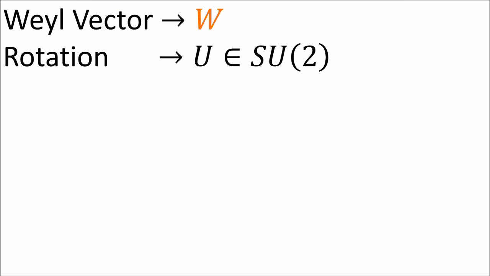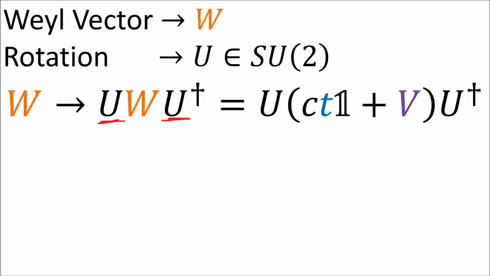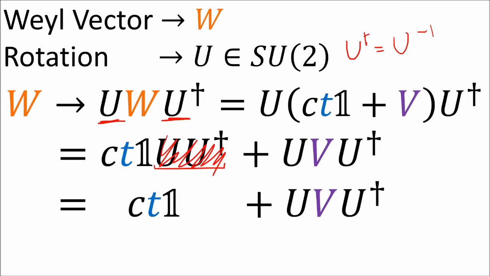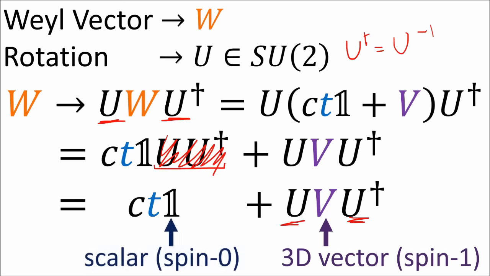Now, let's do a rotation on this Weyl vector, using a pair of unitary SU2 matrices. After breaking up W into time and space parts and distributing, we can move U past the identity matrix and cancel it with U dagger, since for unitary matrices, U dagger equals U inverse. The result here is that the spatial XYZ components of the vector transform under a 3D rotation with SU2 matrices. And the time component of the vector doesn't transform at all, so it behaves like a scalar.